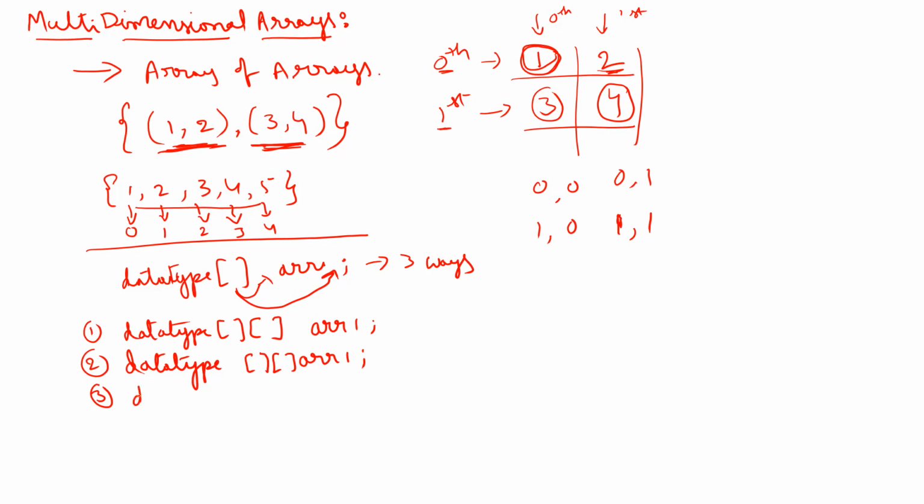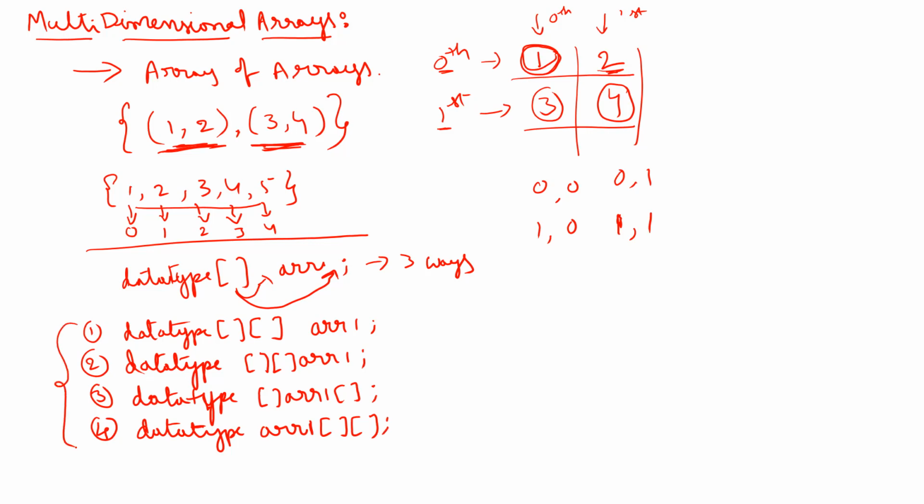And the third one is dataType, give a space and a square bracket, then the name of the array, and then the next square bracket. The fourth way is dataType, then give a space and then the name of the array, array1, and then the 2 square brackets. So this is the fourth way. So these are the 4 ways we can declare a multi-dimensional array. So this is declaration.